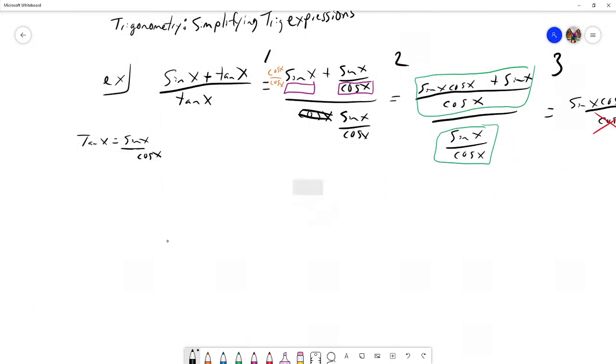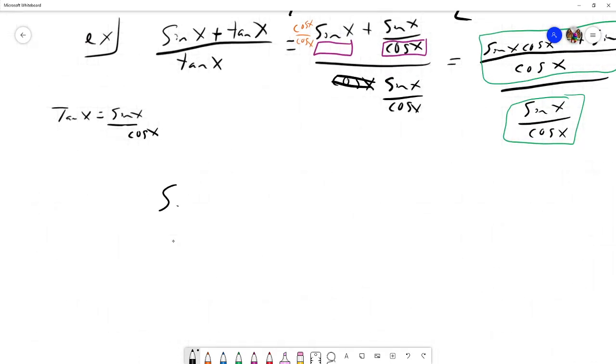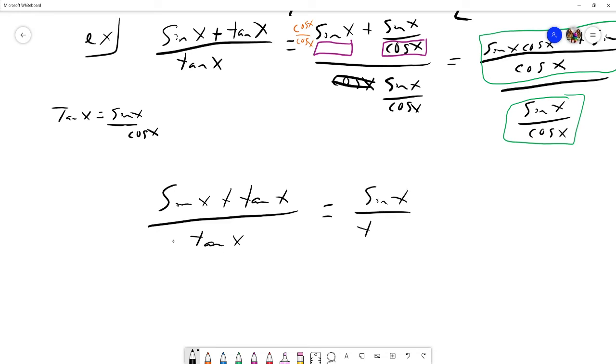Now another way we could have done it is sine x plus tangent x divided by tangent x. We could have thought of it as this: sine x divided by tangent x plus tangent x divided by tangent x.